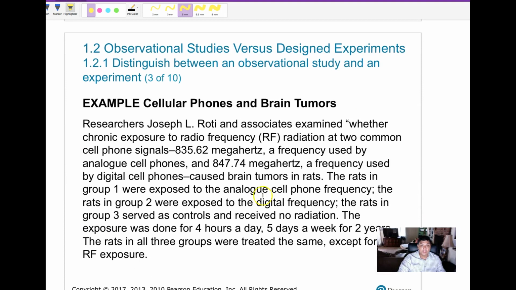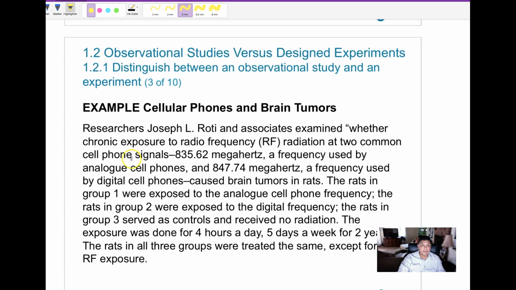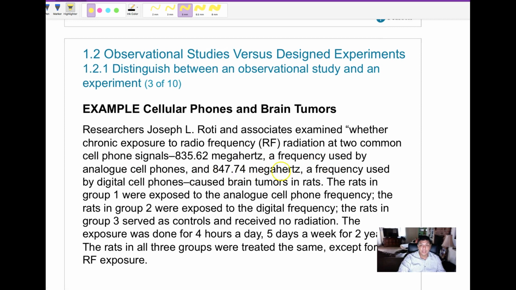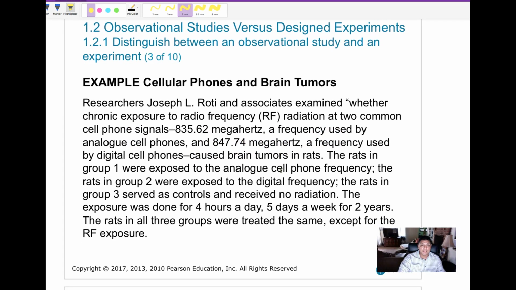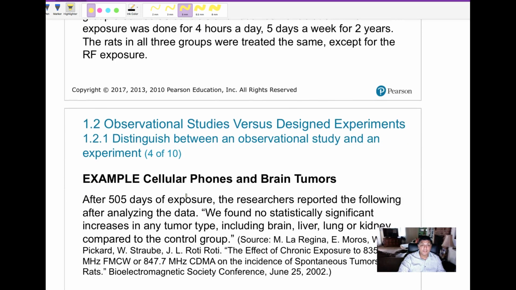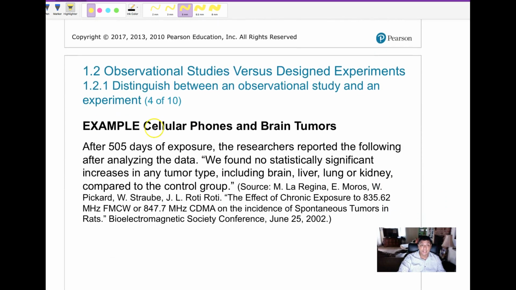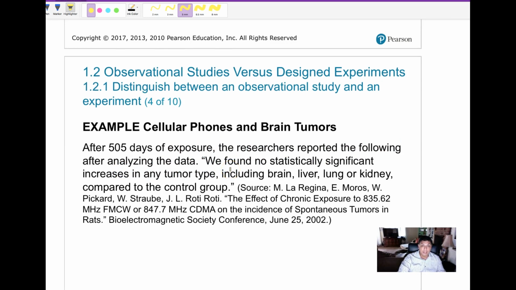And then in this case, researchers examined whether chronic exposure to radio frequency radiation, to two common cell phone signals used by cell phones, increased cancer, and they used rats. The rats in group 1 were exposed to one type of frequency, the rats in group 2 were exposed to another, and the rats in group 3 were exposed to another. So these are different types of studies. After 500 days, the researchers reported the following: after analyzing the data, we found no difference in tumors.